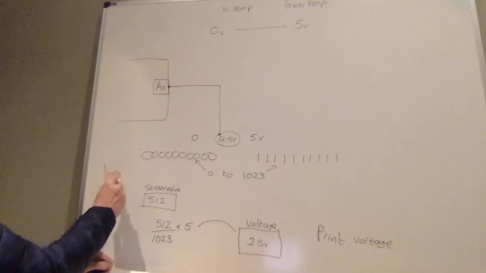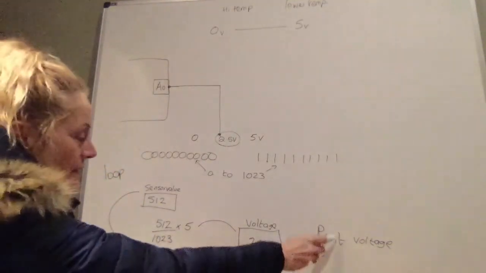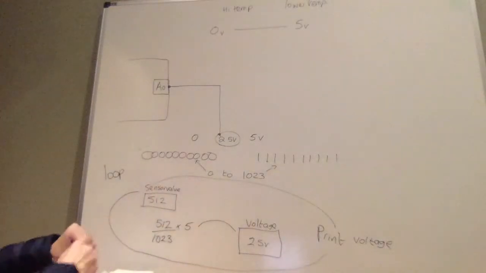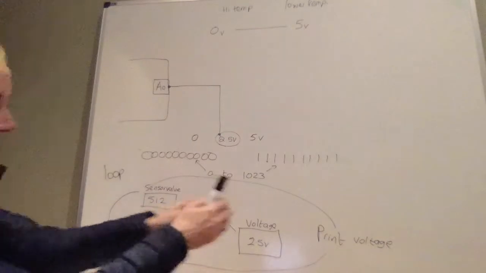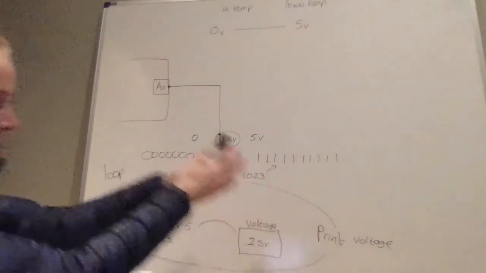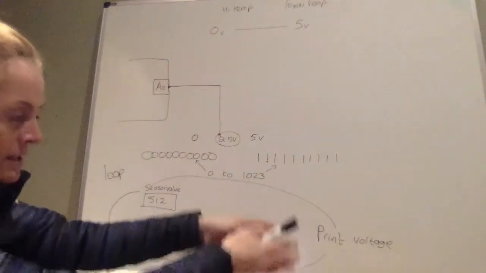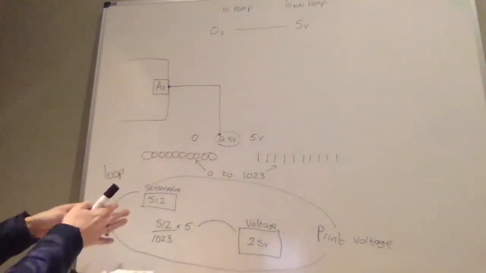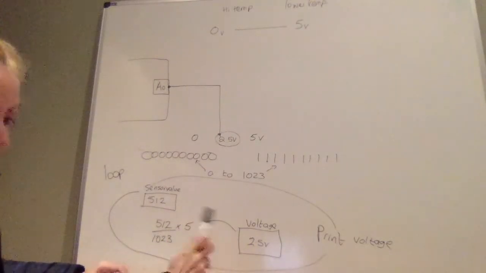Okay, that means now what you do then is you use the word loop, and what you're saying to the Arduino is, keep doing this all the time. So basically, read A0, perform this calculation, print the voltage on the screen, read A0, perform the calculation, print it to the screen, and it will do that forever. It'll just keep doing it.